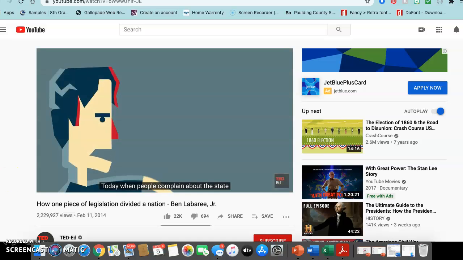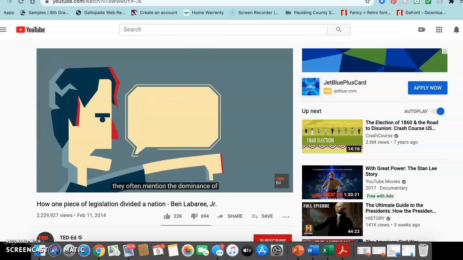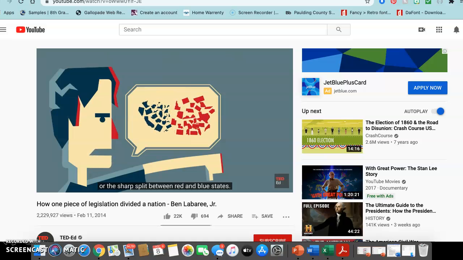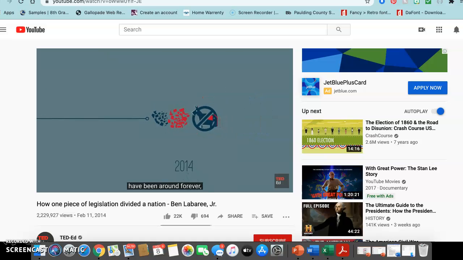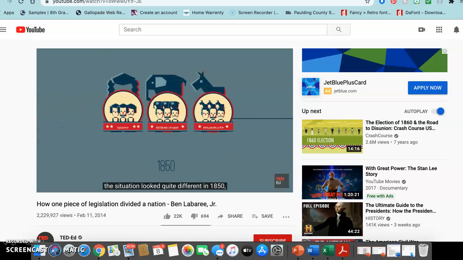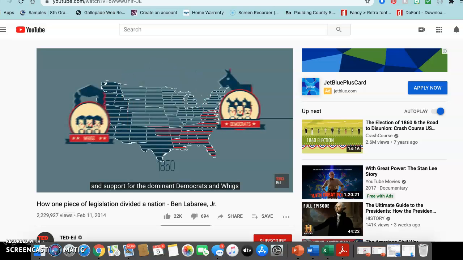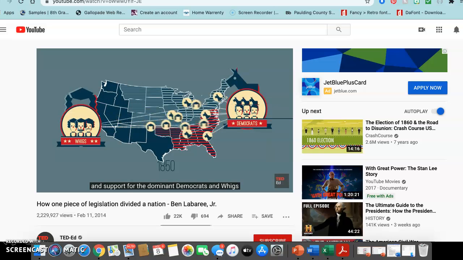Today, when people complain about the state of American politics, they often mention the dominance of the Democratic and Republican parties, or the sharp split between red and blue states. But while it may seem like both of these things have been around forever, the situation looked quite different in 1850, with the Republican Party not yet existing, and support for the dominant Democrats and Whigs cutting across geographic divides.